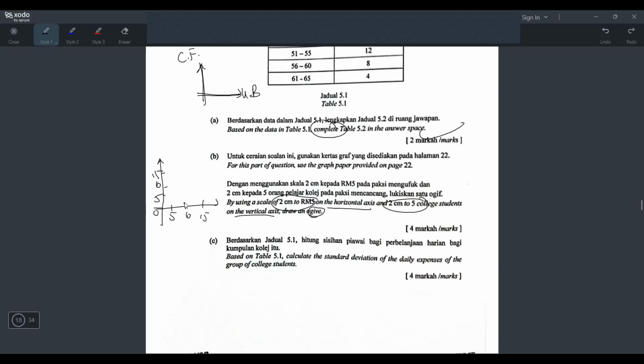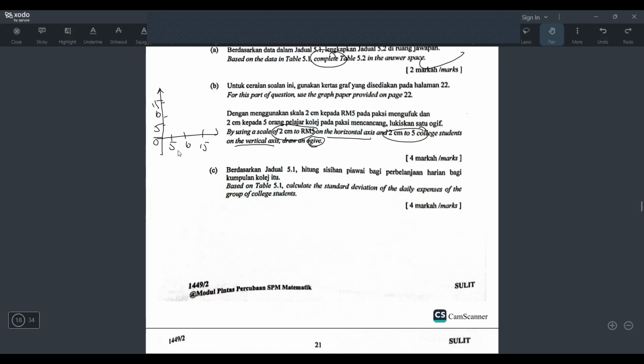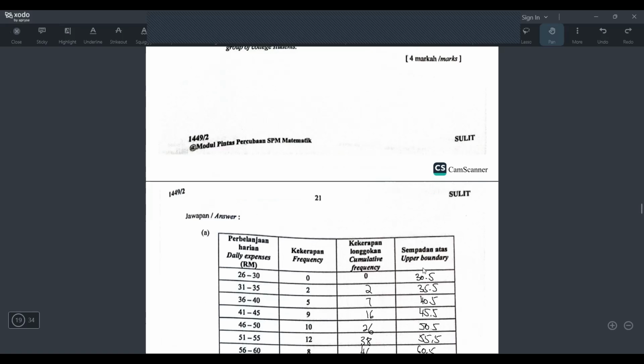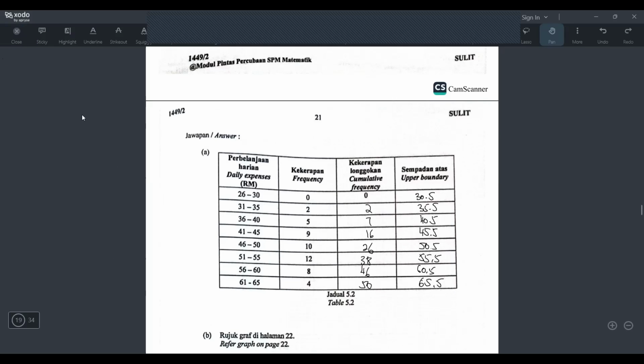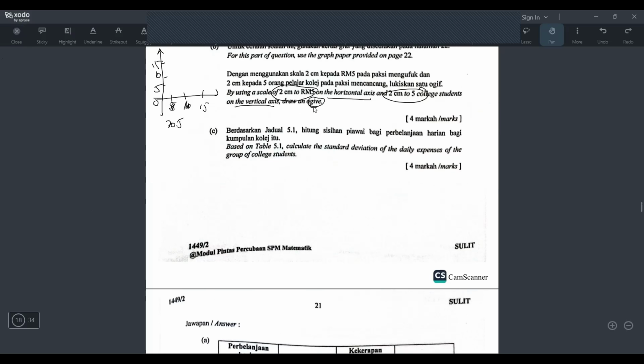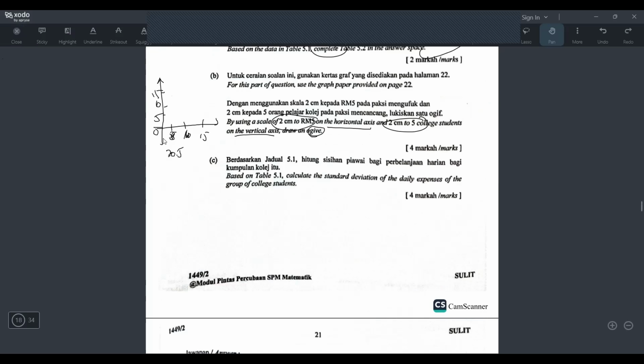So actually the 5, 10, 15 is wrong. You cannot terus plus 5. You have to start from 30.5. Faham maksud saya? It means you have to write 30.5 dulu, and then baru plus 5, baru 35.5, 40.5. It means you have to follow this one, right? But what if they want to draw a histogram? If they want to draw a histogram, then you have to start with the lower boundary of the first class. Kalau histogram. Tapi kalau frequency polygon, you kena start dengan midpoint of the first class.